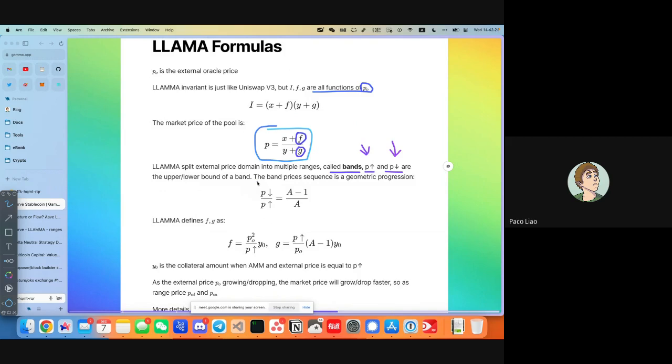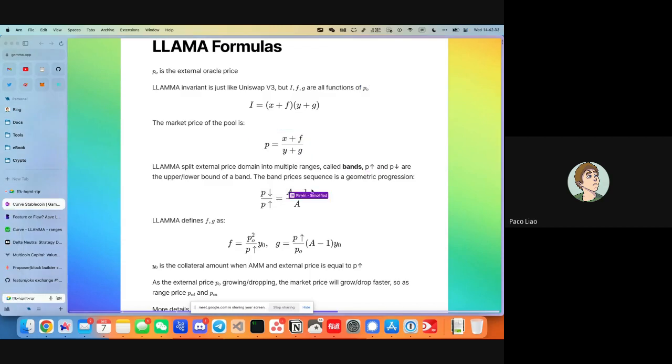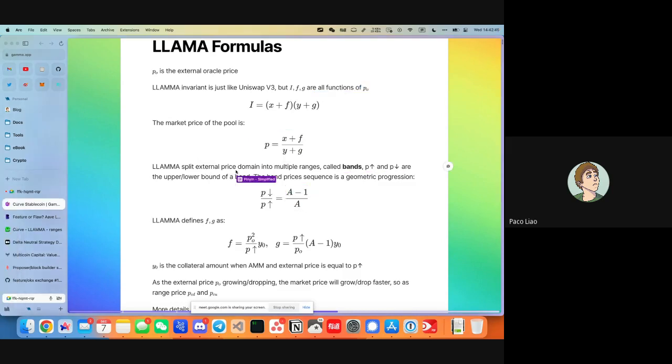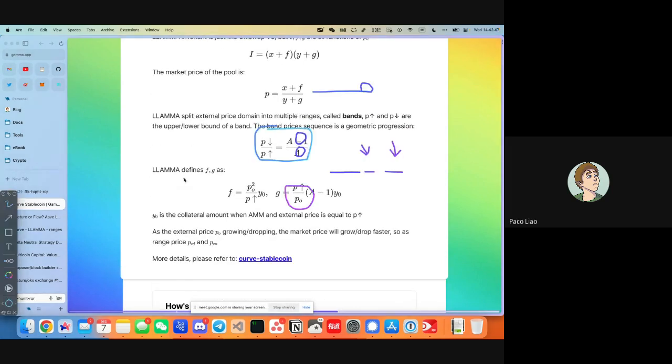And the band price sequence is a geometric progression. So the P up divided by P down is a constant ratio, and A is a constant. So this is how they split the external price domain in Llama.